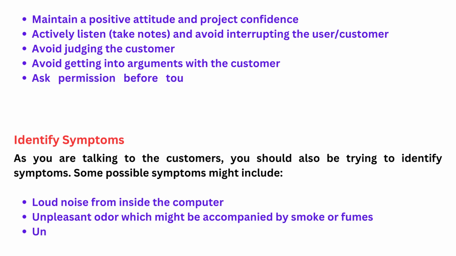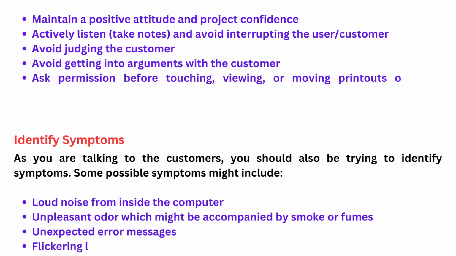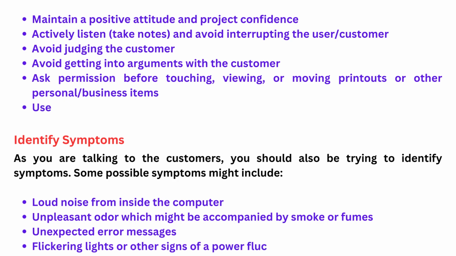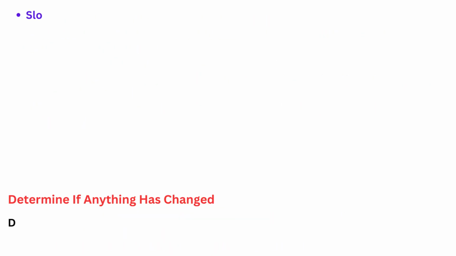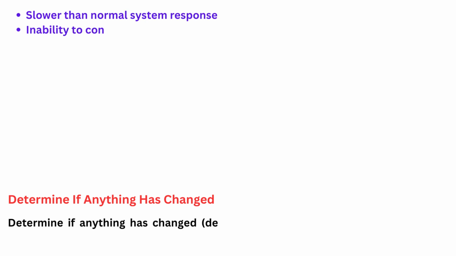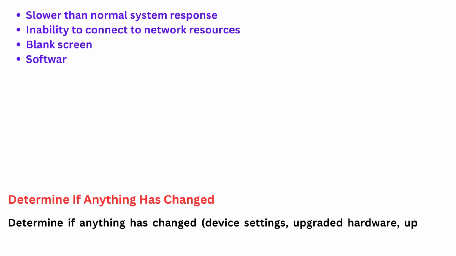Identify symptoms. As you are talking to the customers, you should also be trying to identify symptoms. Some possible symptoms might include loud noise from inside the computer, unpleasant odor which might be accompanied by smoke or fumes, unexpected error messages, flickering lights or other signs of a power fluctuation, slower than normal system response, inability to connect to network resources, blank screen, software not performing as expected.